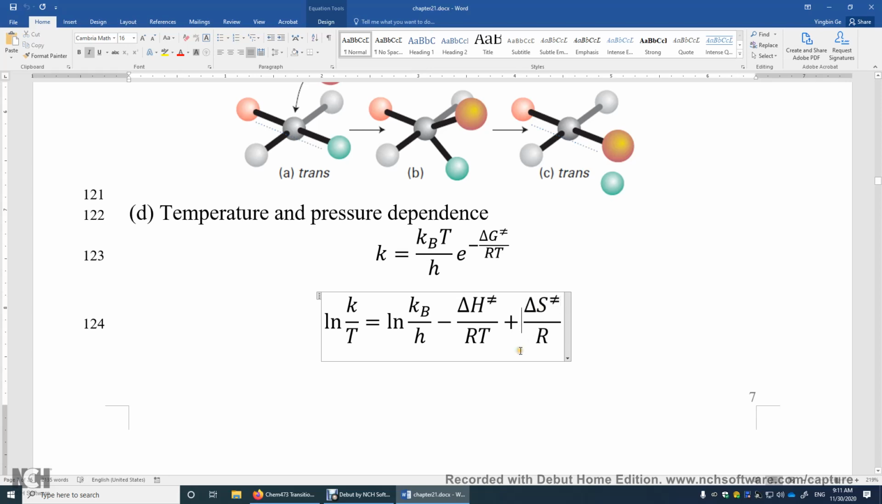wide. And because of these two assumptions, we can plot ln k over T versus 1 over T and determine the constant slope. The slope is negative delta H double dagger over R, assuming delta H double dagger is independent of temperature. And then we can also get the intercept, which is the logarithm of kB over h plus delta S double dagger over R, and from that we determine the entropy of activation.